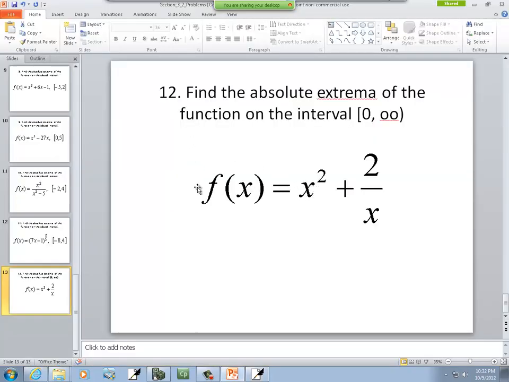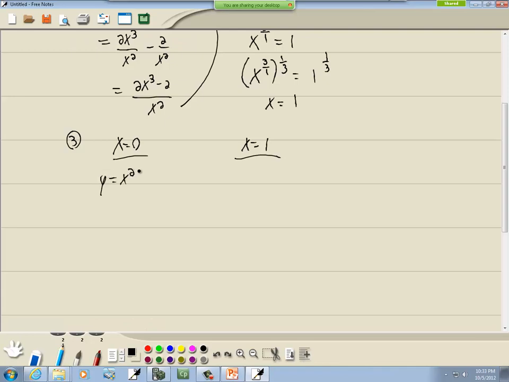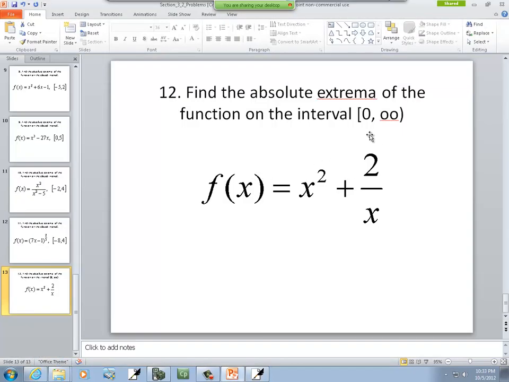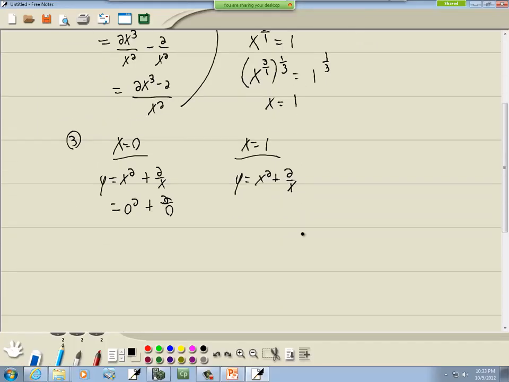And we're going to plug them into our original function. So we got y is equal to x squared plus 2 over x. So I got 0 squared plus 2 over 0. Oh, that's not good. That implies that 0 can't be included. So that one won't work. So let's do the other one. So plug in 1. So we got 1 squared plus 2 over 1, which gives us 3.